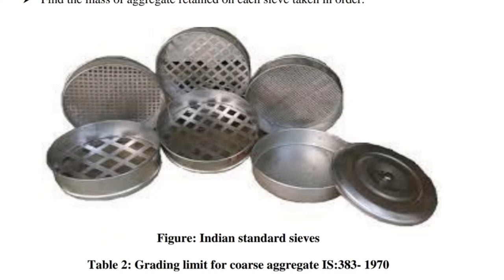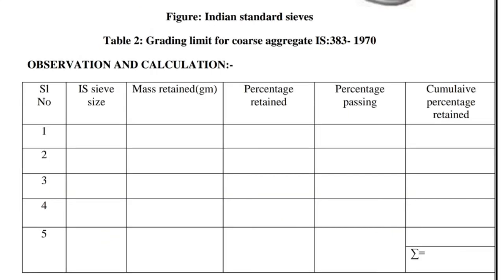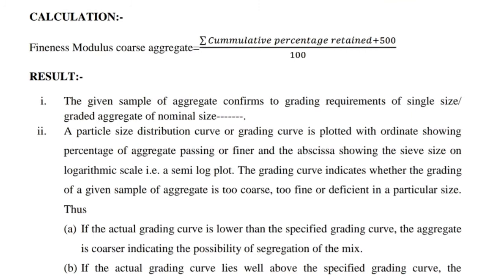This figure shows you Indian standard sieves. Table 2 is representing grading limit for coarse aggregate, IS 383 1970. Observations and calculations. Fineness modulus of coarse aggregate is equal to summation of cumulative percentage retained plus 500, divided by 100.